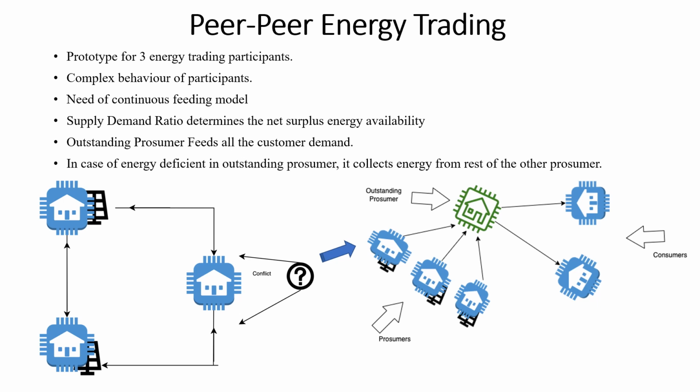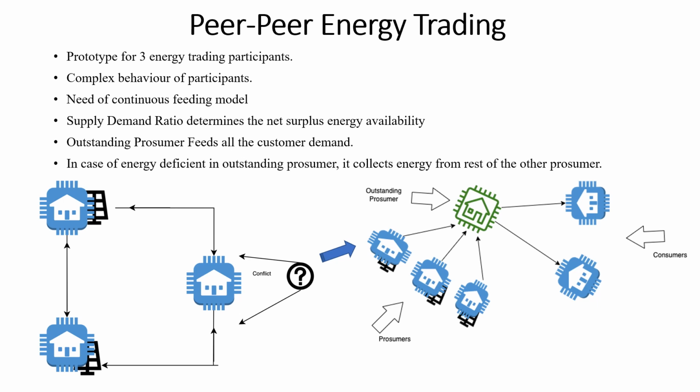So in order to tackle that conflict, we revised the model, and we created it in such a way that there is one outstanding prosumer who is doing all of the trading to the demand side of the energy. So what is an outstanding prosumer? Basically, outstanding prosumers are the ones who are producing the highest amount of energy at that instance of time.